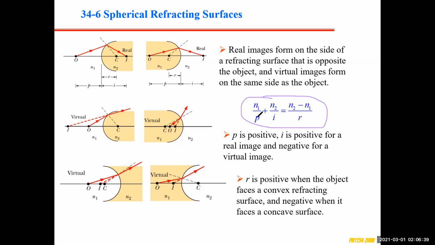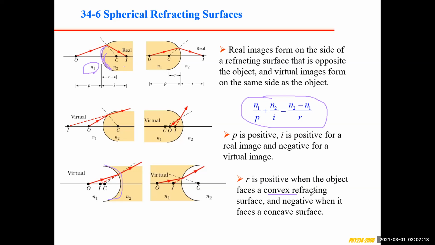So instead of 1 over P, now it's N1, which is the material where the object is, over P, plus N2 over I, where N2 is this material, and that's equal to (N2 minus N1) over R. And R refers to the curvature of this surface. If you have a convex surface, your R is positive. If you have a concave surface, then your R is negative. That's how you determine it.